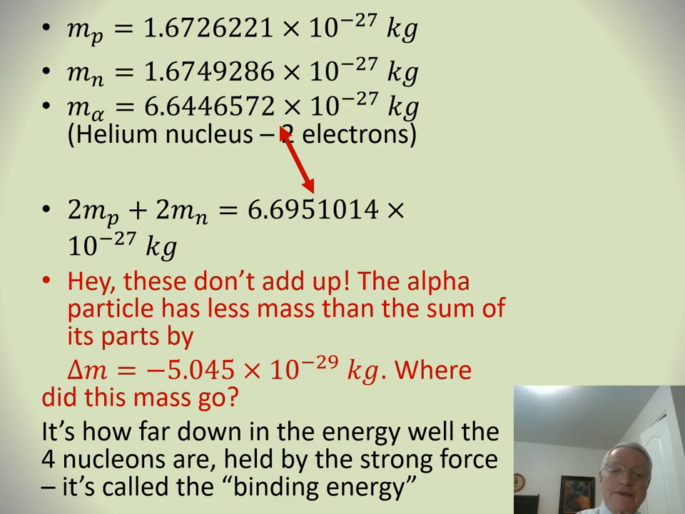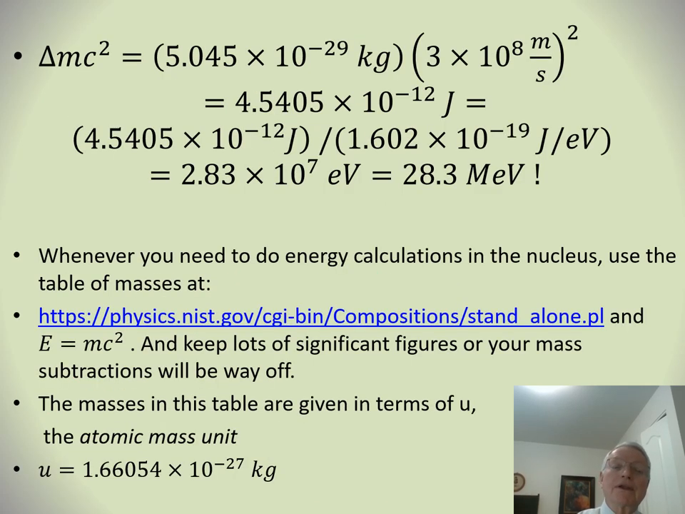Well, it's energy. It's the binding energy. And you convert that delta M into energy by multiplying by c squared and then dividing by the conversion factor for electron volts. Those nucleons are bound in there by about 28.3 mega electron volts. That's a million times stronger than the potential well for an electron in the hydrogen atom. So the energies involved in the nucleus are just enormous compared to those in the atom.